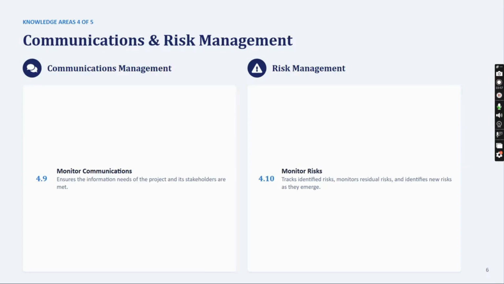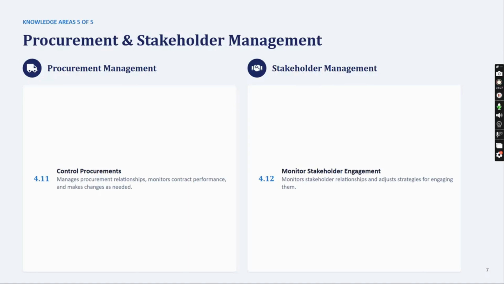We will have risks identified. Do you remember, in the third or fourth part, we saw qualitative analysis and quantitative analysis, and we wrote a risk response for that. We have to track those risks, whether they are identified risks, residual risks, or new risks as they emerge. Risk management is something we have to carry out throughout the project, and risk can occur at any time. Then comes control procurement.